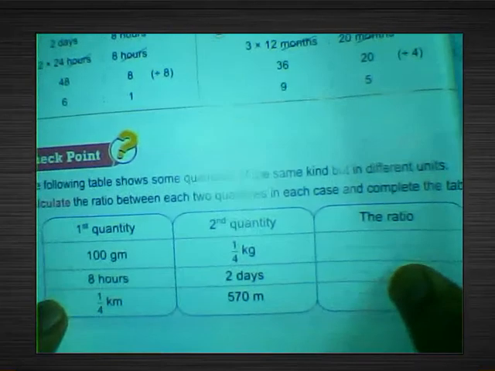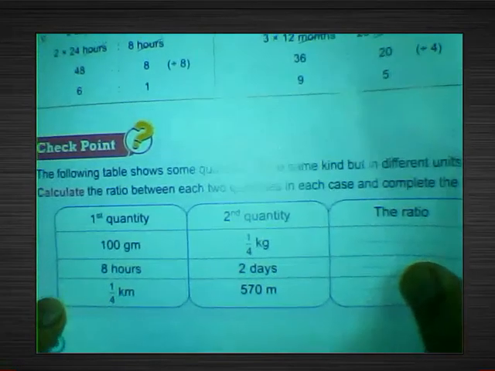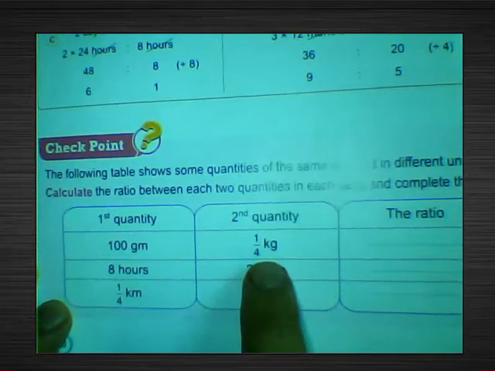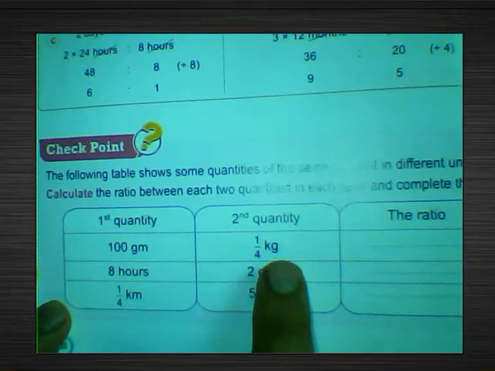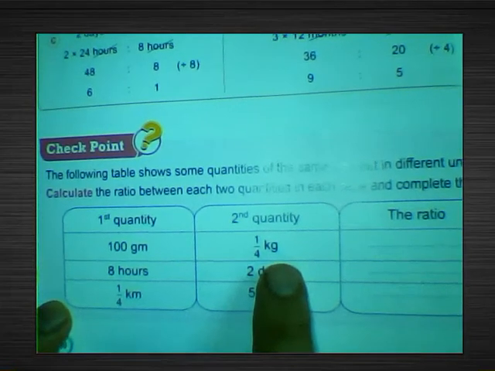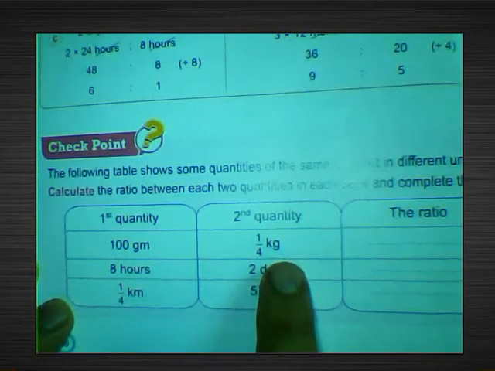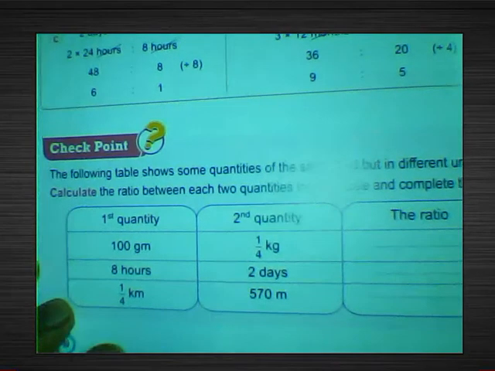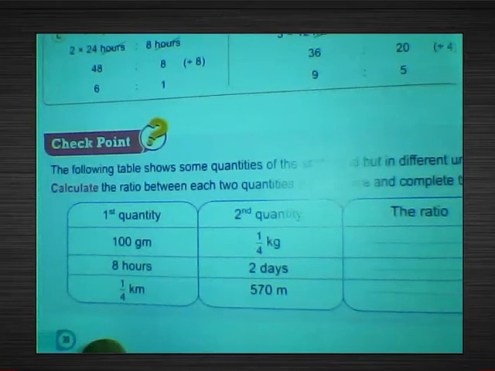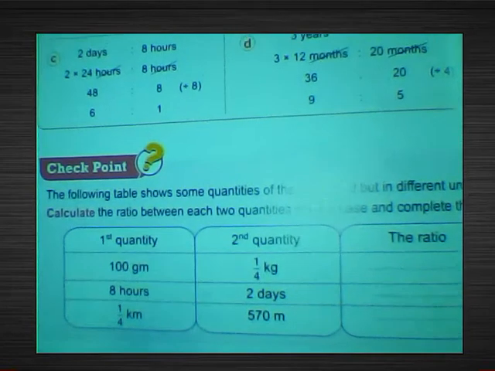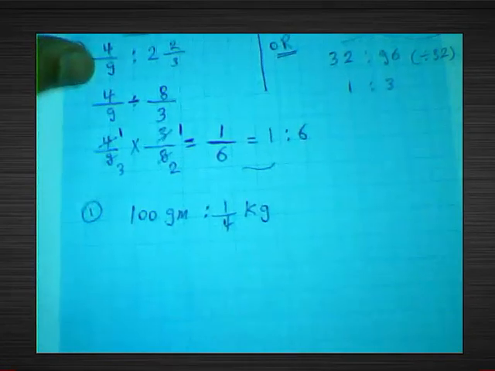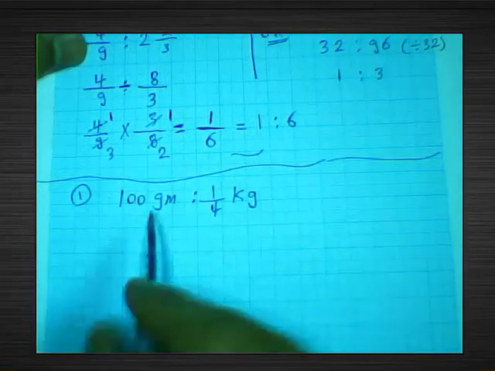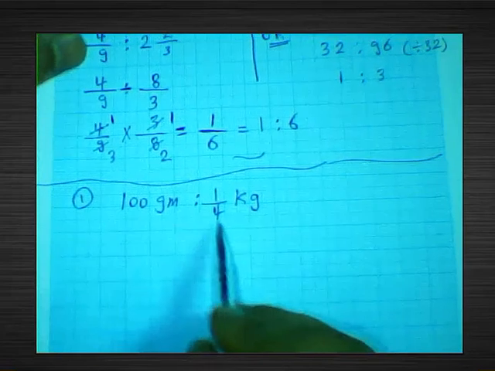Okay, look, do you see? 100 gram to 1/4 kilogram, or quarter kilogram. A quarter kilogram equals 250 gram. So we must convert from kilogram to gram. We write it in the notebook. Look, write with me. This example here: 100 gram to quarter kilogram.